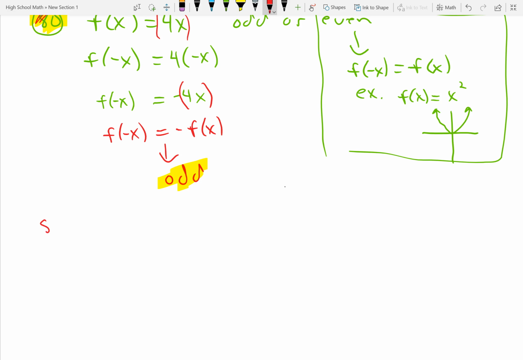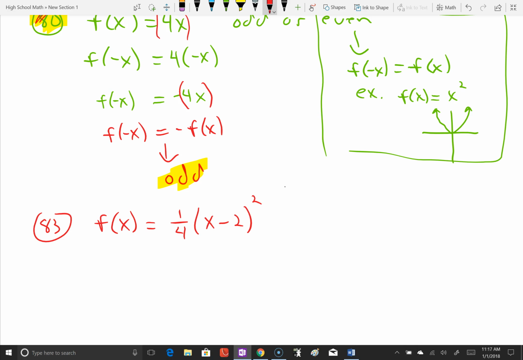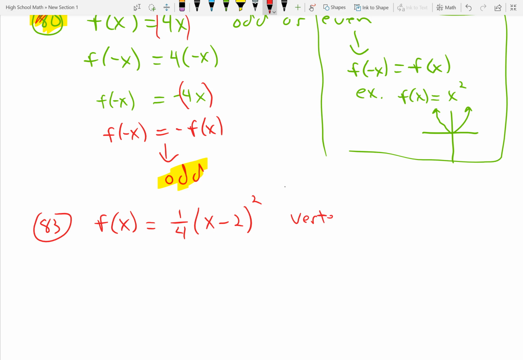83. We're given f of x is equal to 1/4 times x minus 2 quantity squared, and we're seeking the vertex and the axis of symmetry.